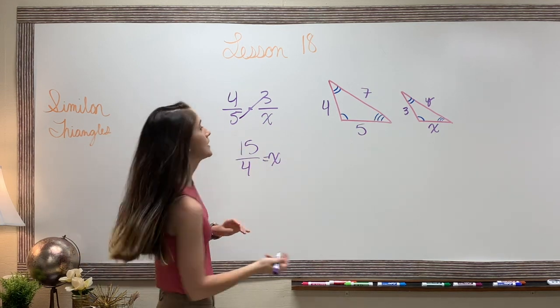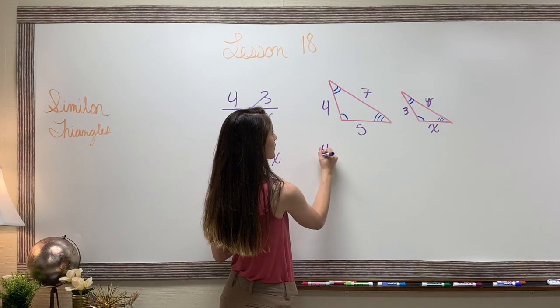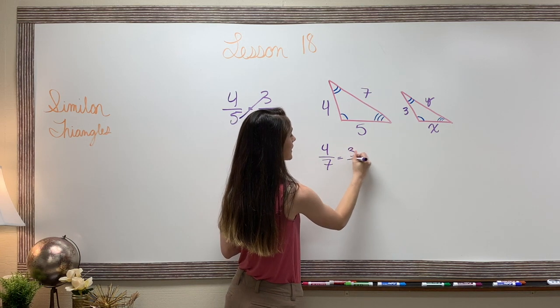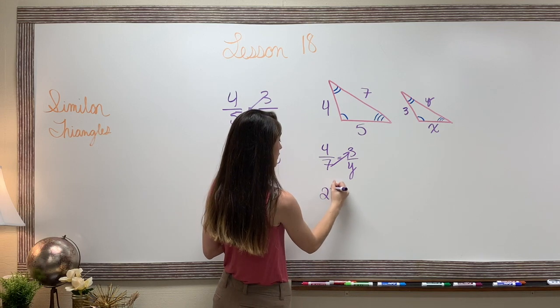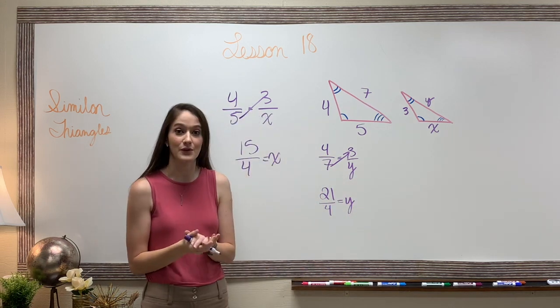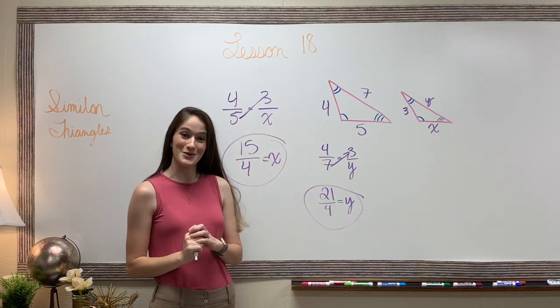Our other proportional statement, if we're looking for y, is we can say 4 over 7 equals 3 over y. And again, we're going to cross multiply, and we're going to get 21 over 4 equals y. And that cannot reduce any further either. So these are my answers, and we're done.